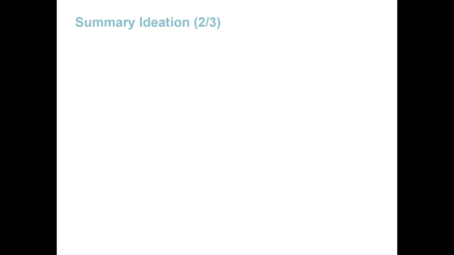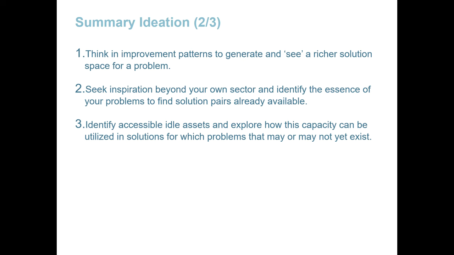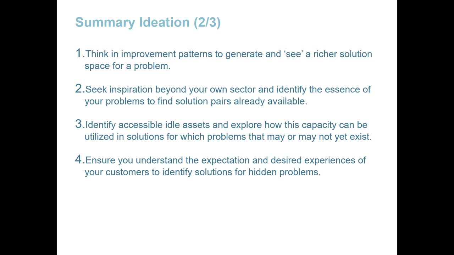So, to overcome this and to get as broad and diverse a set of potential innovations, you can use four different thinking styles. Number one, think in patterns to see a richer solution space for a given problem with your current practice. Number two, identify solutions that are proven to work in other sectors to see if they match one of the problems you might have. Third, identify idle assets and resources and explore how you could utilize them to create solutions for problems that may or may not yet exist. So hidden solutions for hidden problems. And fourth, ensure you understand expectations and desired experience of customers to identify entirely new solution and problem pairs.